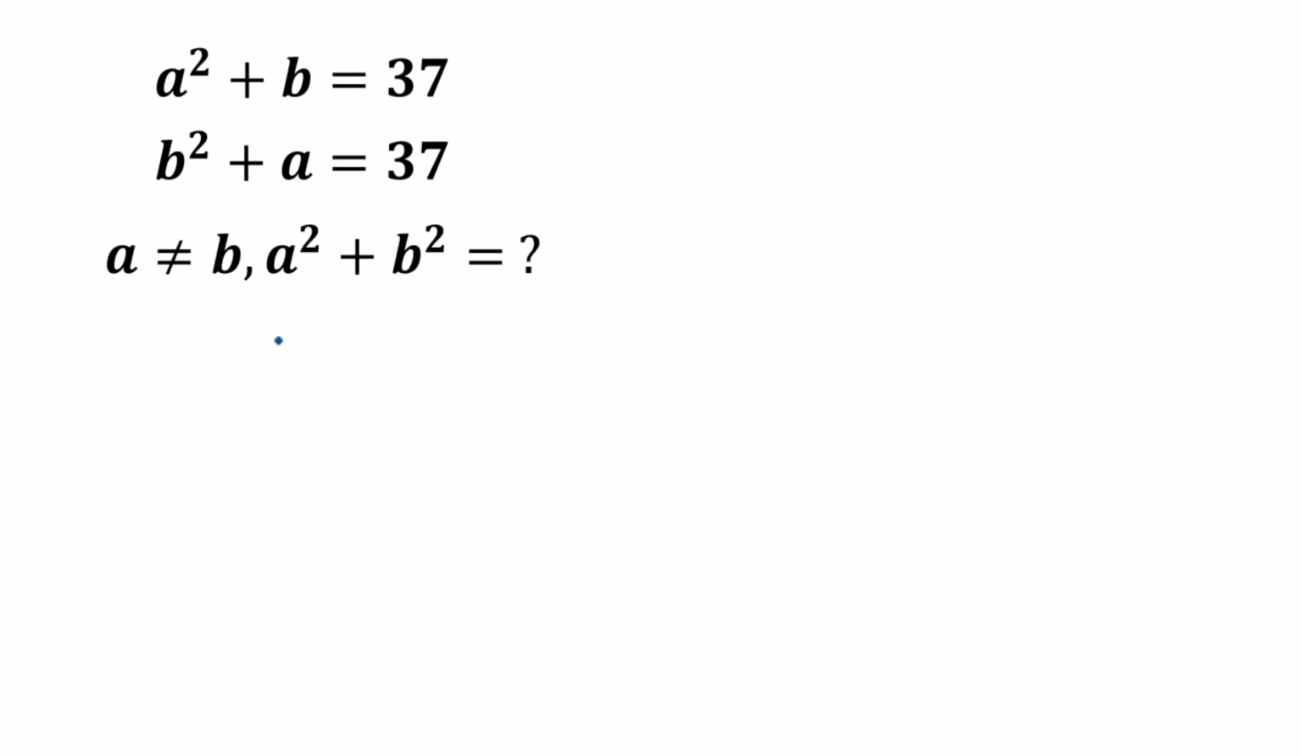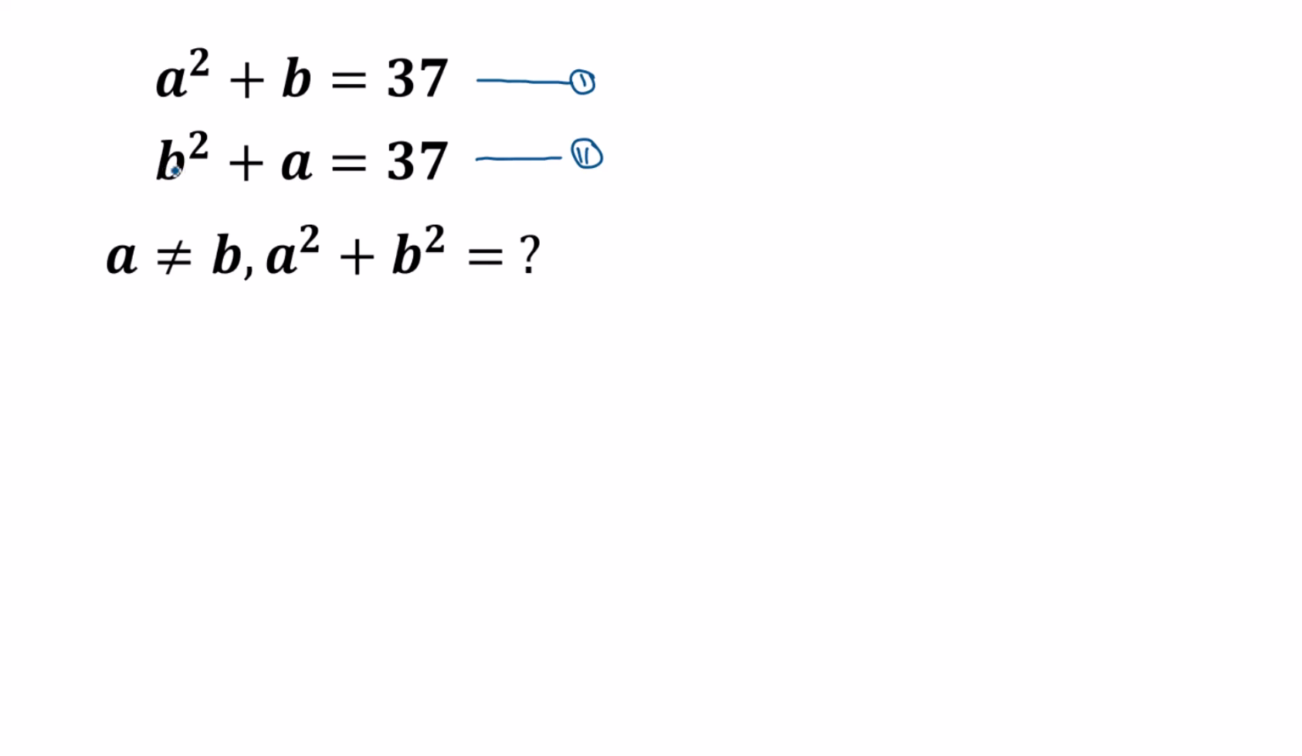Hello everyone. In this video, I am going to show how to find the value of a square plus b square, where a square plus b is equal to 37 and b square plus a is equal to 37. A is not equal to b. Consider this equation as equation 1 and this equation as equation number 2.